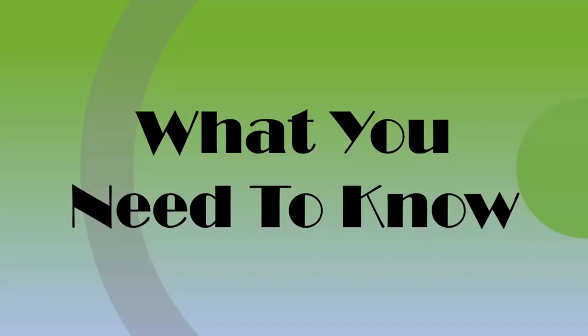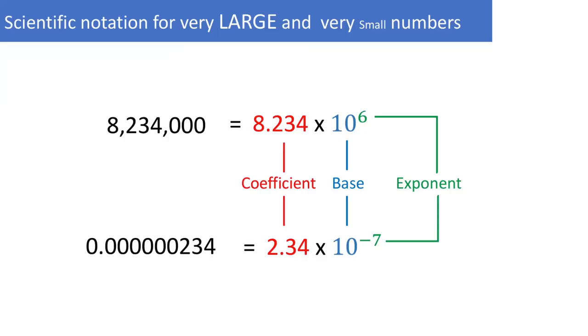Hello and welcome. Let's see what we need to know before we get to the questions. Scientific notation is used for very large and very small numbers. So this large number here is going to be written in this format: this decimal number times 10 to the power 6. And we will see how this is done shortly.